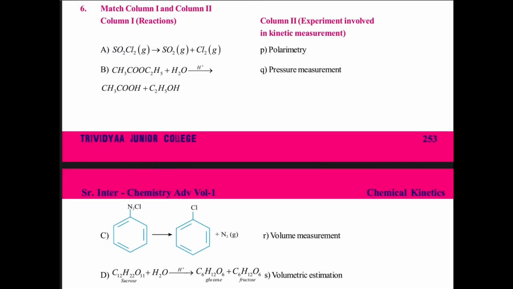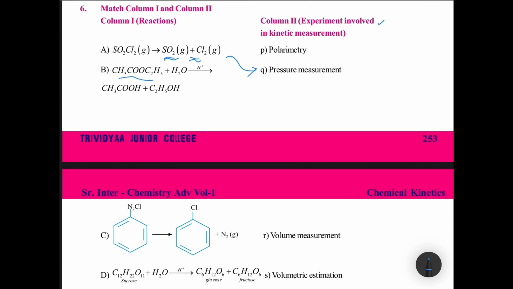Chemical kinetics, one matching type of question you see. SO2Cl2 gives rise to SO2 and Cl2. The experiment involved in kinetic measurement is, for this you can see SO2 is a gas and Cl2 is a gas. So generally we use pressure measurement. In the SO2Cl2 case you are using pressure measurement.